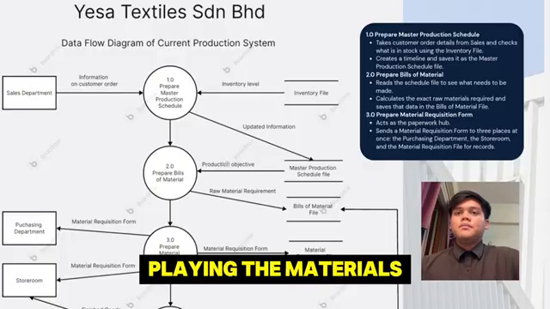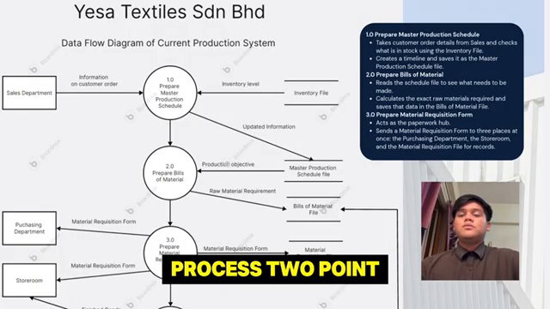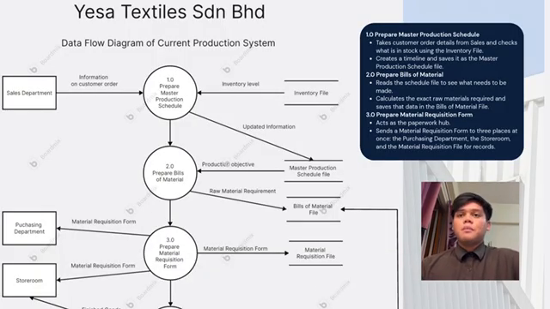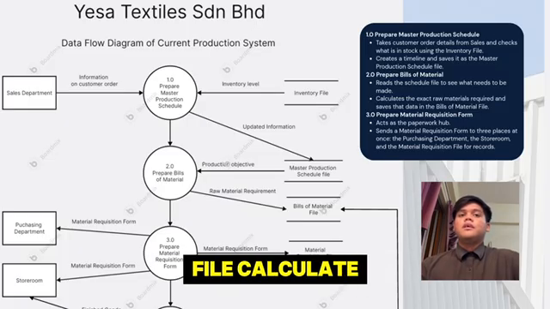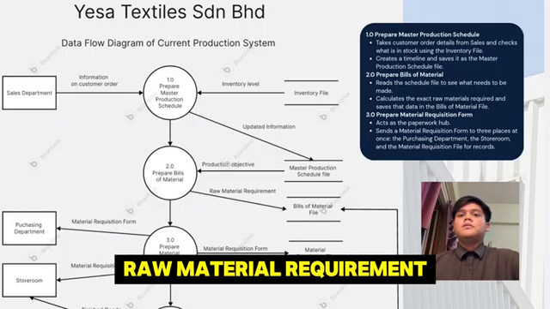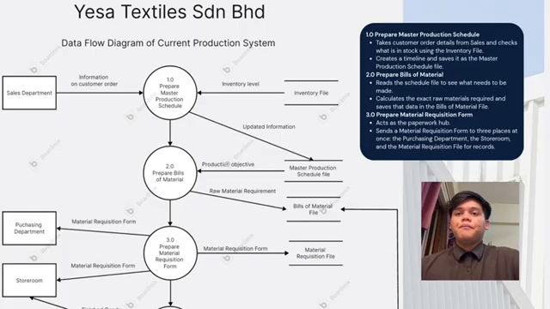Step 2 is planning the materials, which is process 2.0, prepare the bill of material. This step looks at production goals we just saved in the schedule file. It calculates exactly the raw materials we need to make the textiles. Once it has figured that out, it saves the raw material requirement to the bill of material file.